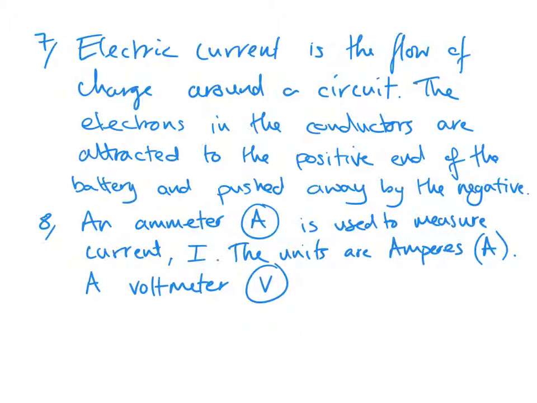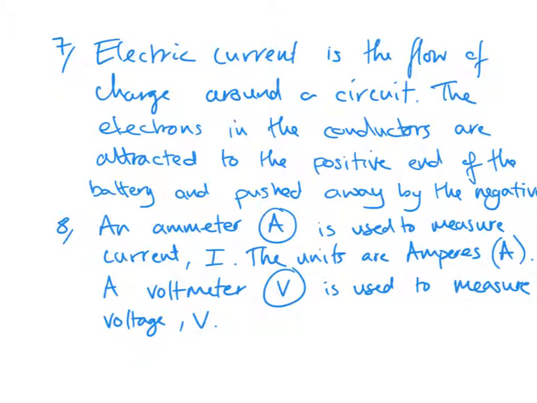A voltmeter, V, is used to measure voltage. And the units are volts, also given the abbreviation capital V. And then when we look at that in a circuit, so these are the circuit symbols, the A in the circle and the V in the circle, for an ammeter and a voltmeter.